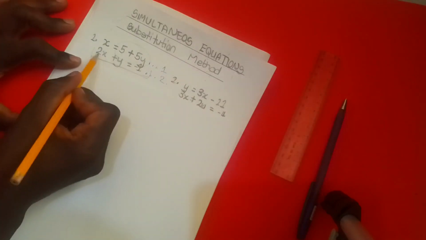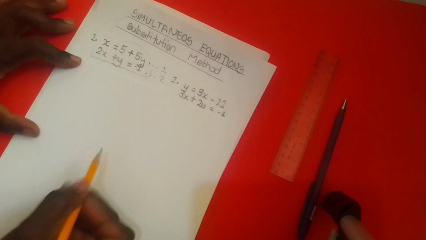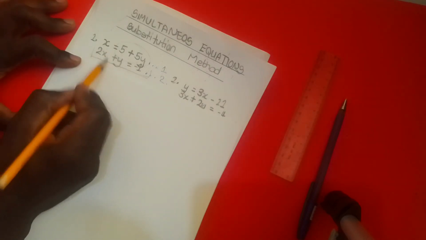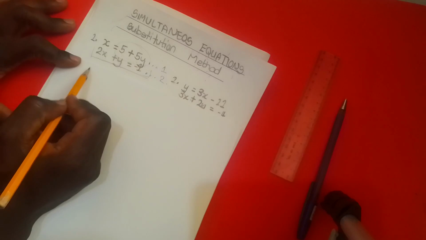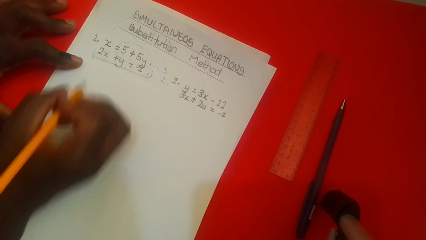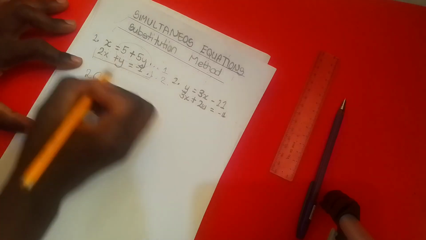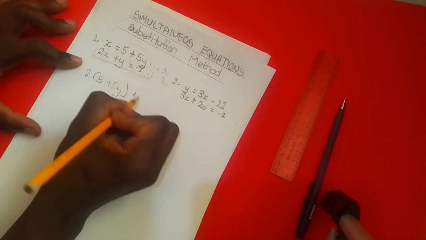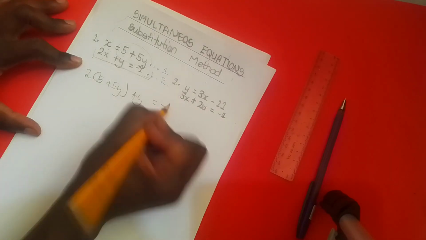In equation 2, we have 2x plus y is equal to negative 1. So we only have one occurrence of x here. We're going to substitute this x with 5 plus 5y throughout the equation. So 2 brackets, where there's x, we are now putting 5 plus 5y, plus y is equal to negative 1.